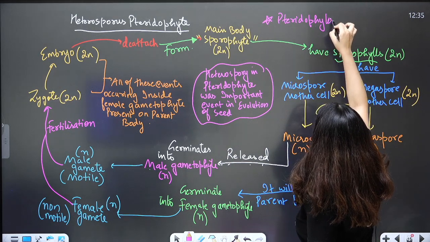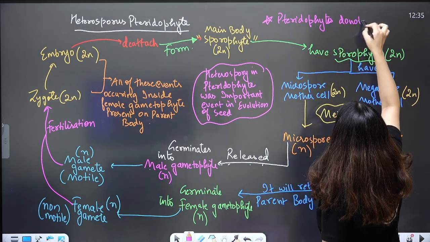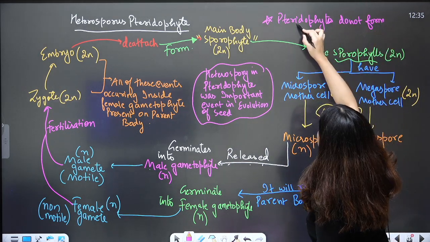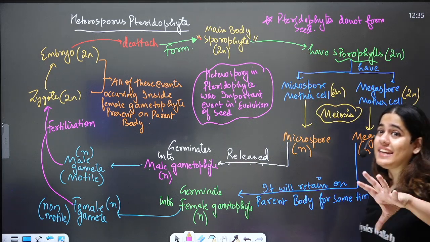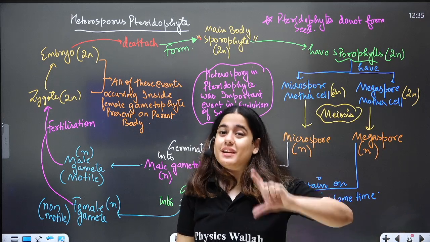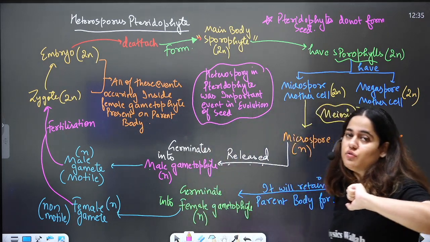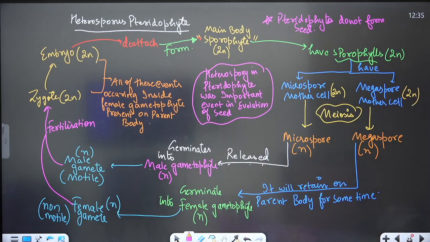Pteridophytes do not form seed, remember. They do not form seed. They just show the event of how to form seed, but they do not produce seed. Seeds were first formed in gymnosperms.